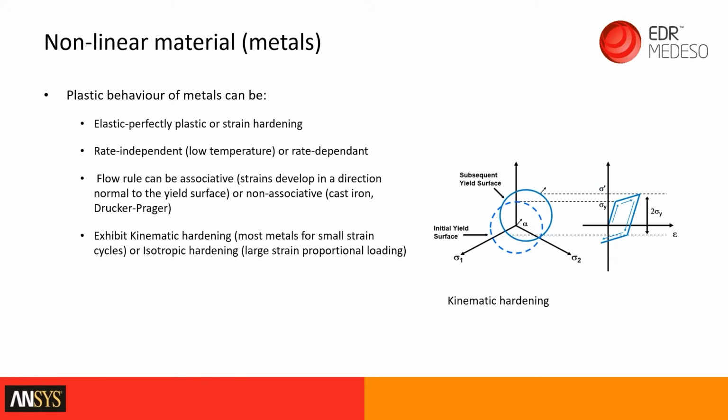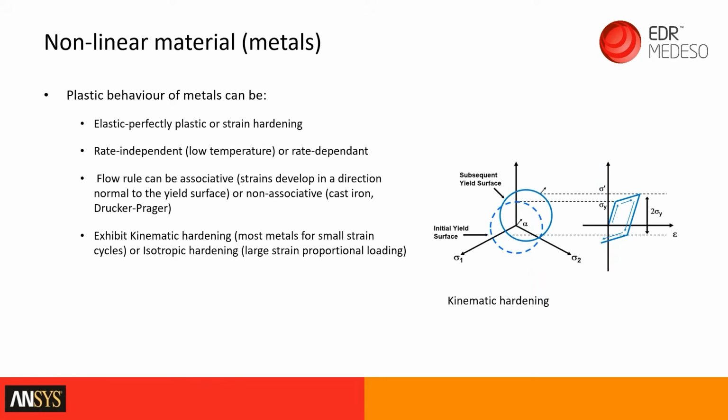You also have this thing called a flow rule. This is which way the strains develop depending on an applied load. Some materials are what we call associative, so the strains develop in a direction which is normal to the yield surface. Typical engineering metals behave in this way. Or non-associative: cast iron and concretes use different types of models where the strain can develop along a different plane.